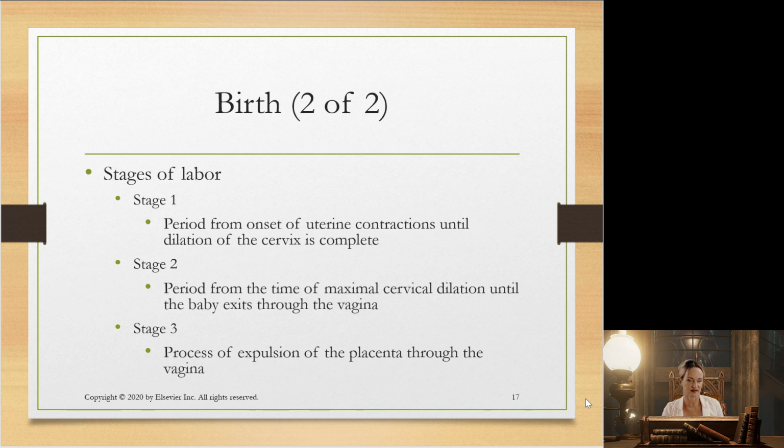Now, stages of labor. We have stage 1, and this is the period from the onset of uterine contractions until the dilation of the cervix is complete. Stage 2 is the period from the time of maximal cervical dilation, so the cervix is dilated to the max, and until the baby exits through the vagina. Stage 3 is when the process of expulsion of the placenta through the vagina happens.